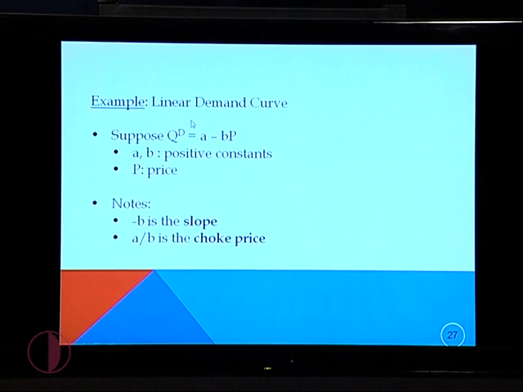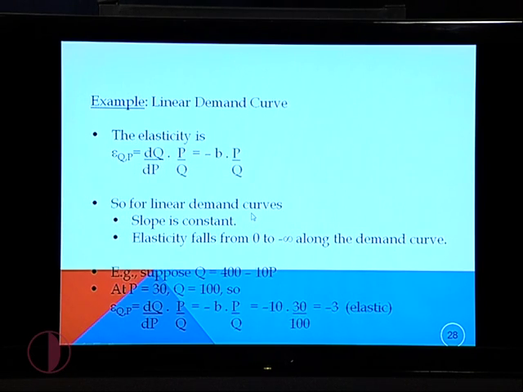When we are looking at this demand curve, suppose QD is A minus BP. A and B are positive constants, and note that B is the slope. And of course, A over B is the choke price. When we are putting this into the equation, this slope B, which is replaced with delta Q over delta P, the change in the quantity and change in the price, multiplied with the former price and former quantity, will then give us the elasticity. So far, the demand curve slope is constant, and elasticity falls from 0 to -infinity along the demand curves.